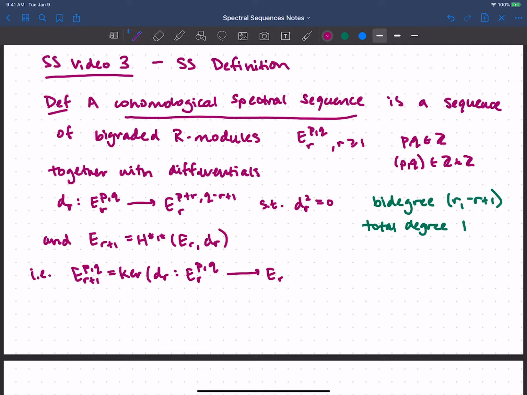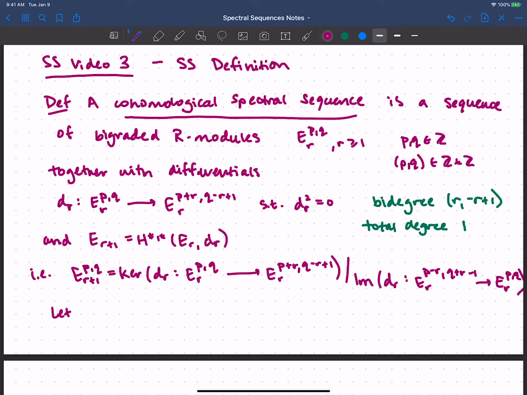And we already know that on the rth page, that differential goes to E_r^{p+r, q-r+1}. But then we should mod out by the image of the differential coming into the same spot. So that differential should start at (p-r, q+r-1), and land at the (p,q) spot. So all I'm saying is we take the kernel of the differential going out of that spot, mod the image of the differential that comes in, of course.